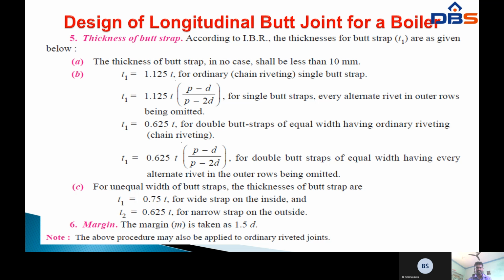Next, the fifth one: thickness of the butt strap according to the Indian boiler regulations. First, the thickness of the butt strap in no case shall be less than 10 mm. T1 equal to 1.125 T for an ordinary single butt strap. T1 equal to 1.125 T into (P minus D) by (P minus 2D) for the single butt strap. Next, 0.625 T for the double butt strap, and 0.625 T into (P minus D) by (P minus 2D) for the double butt strap.